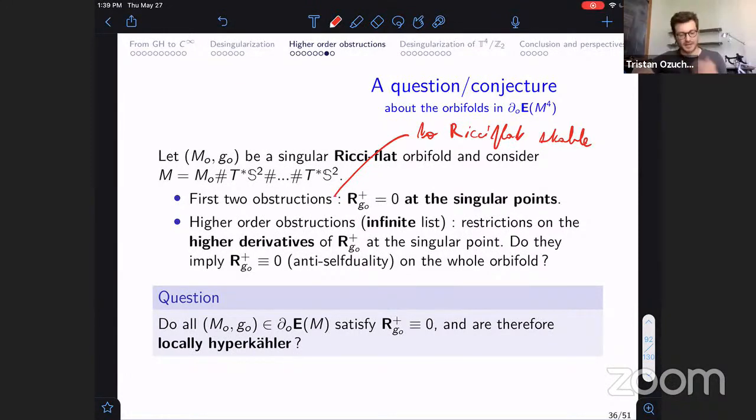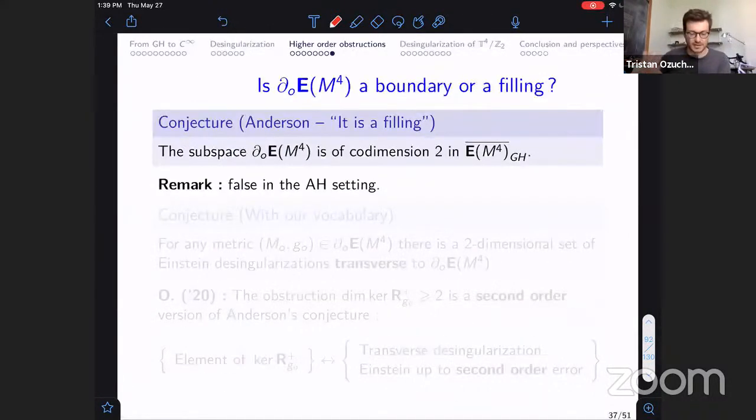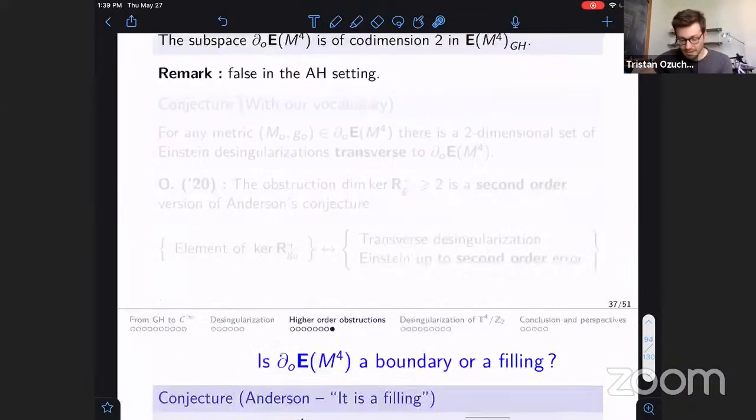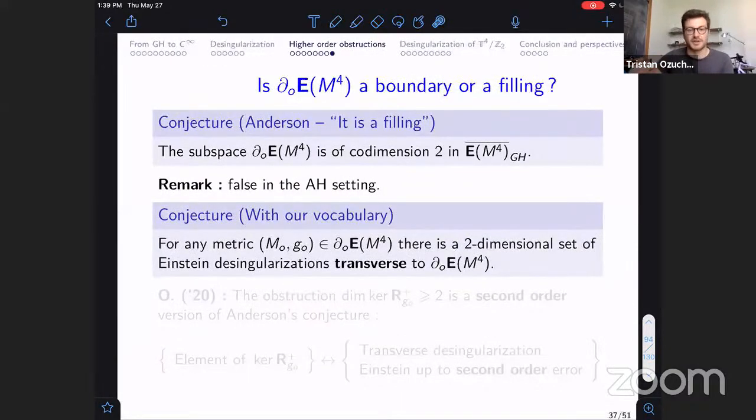All right, so that's the first question that I think this new abstraction motivates. And the second one is what I mentioned, this conjecture of Anderson, which is that the singular metrics are of codimension 2 in the moduli space. So let's first note that this is not the case in the asymptotically hyperbolic setting by the same counterexample. And let me rephrase this conjecture with our vocabulary here.